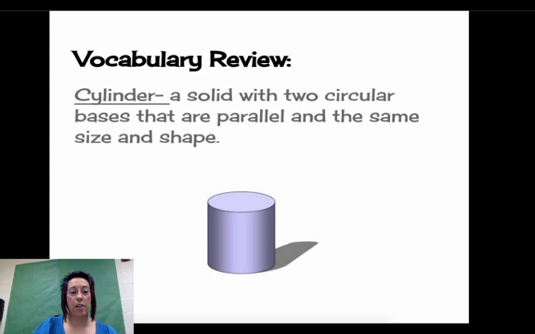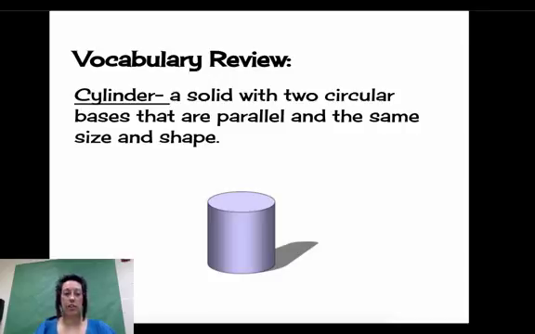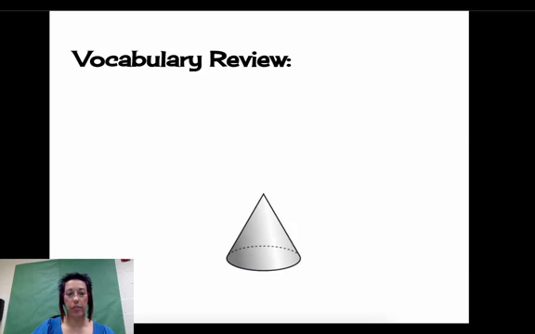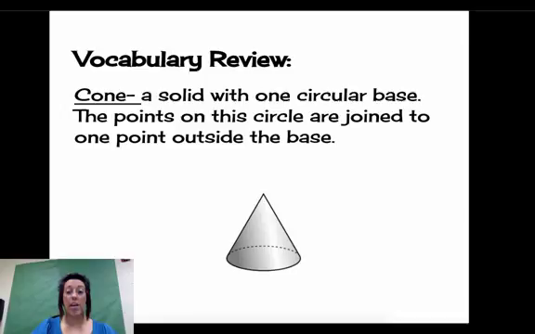Our next type of solid would be a cylinder. A cylinder is a solid with 2 circular bases on the top and the bottom that are parallel and the same size and shape. We then have a cone. A cone is a solid with a circular base, and when you come to the cone part, this circle is joined to one point.